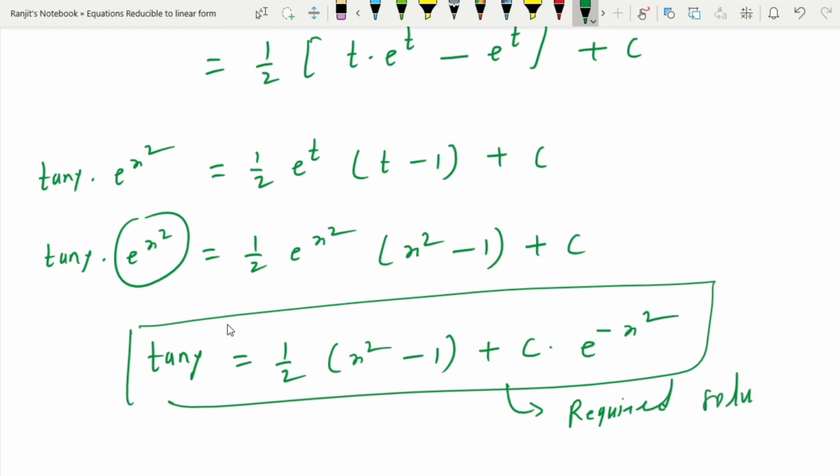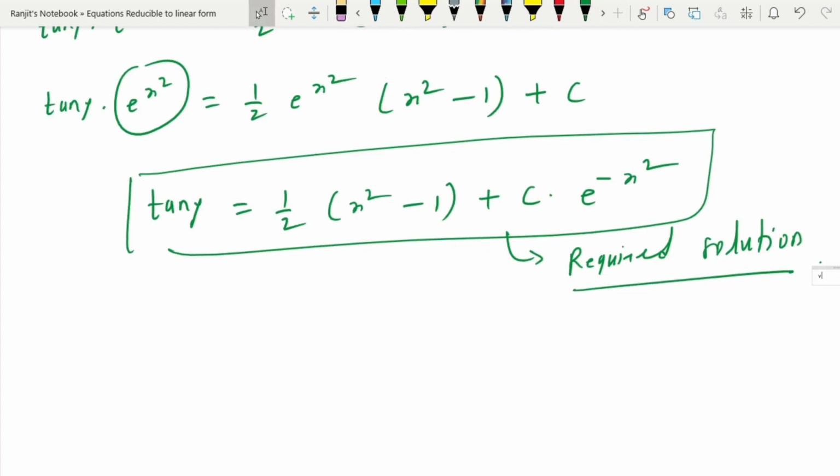Hope all of you have understood this problem. In the upcoming lecture, we will discuss Bernoulli's equation.